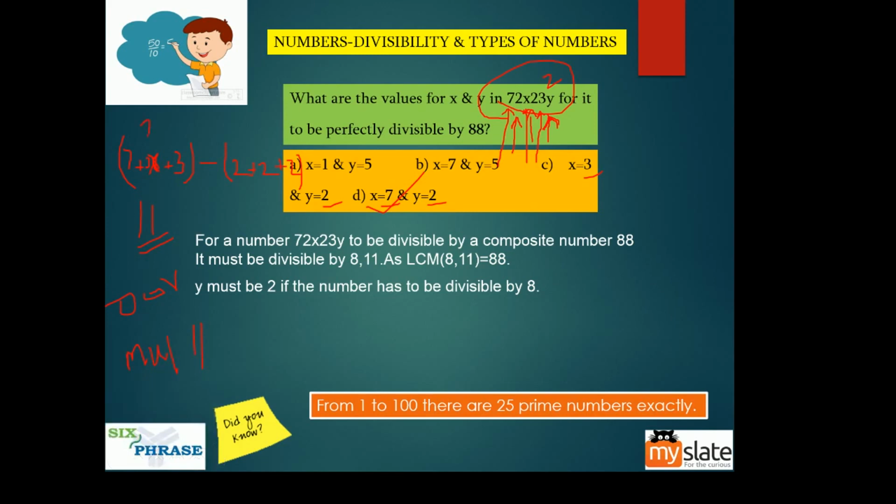Put 3 here. What is 7 plus 3 plus 3? 13. 13 minus 6 is 7. So this shows that this number is not divisible by 11. For it to be divisible by 88, it should be divisible by 8 and also 11. So our correct answer is 7 and 2.